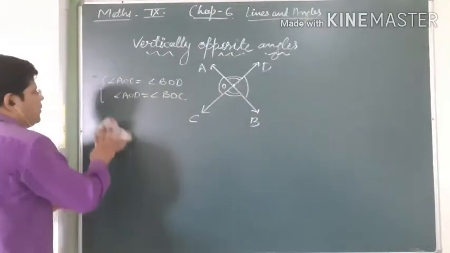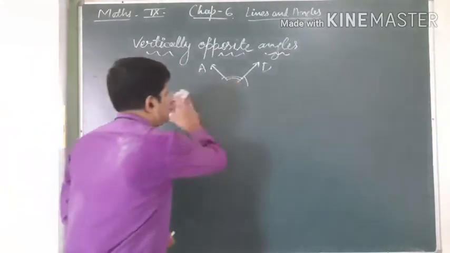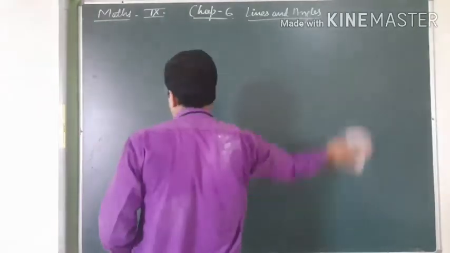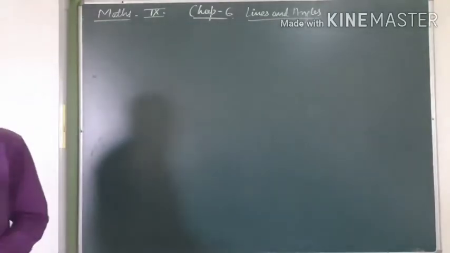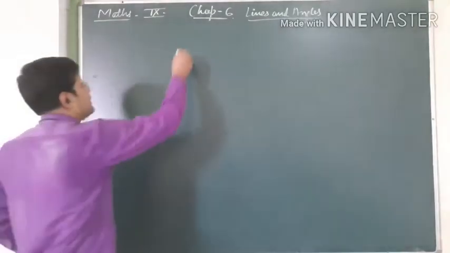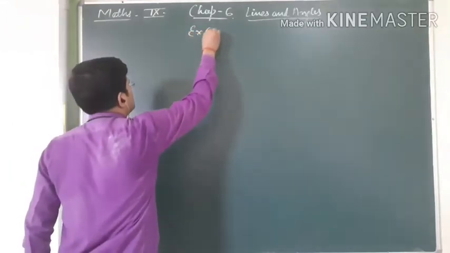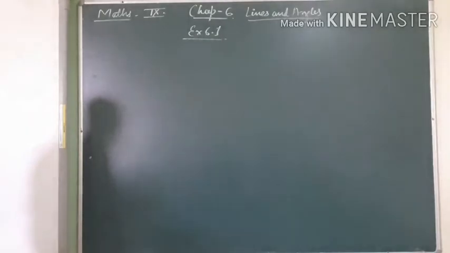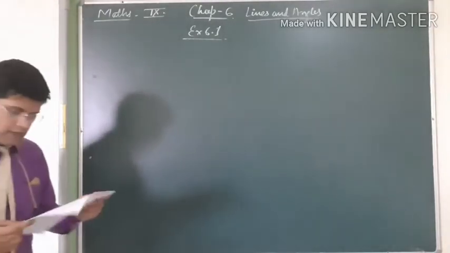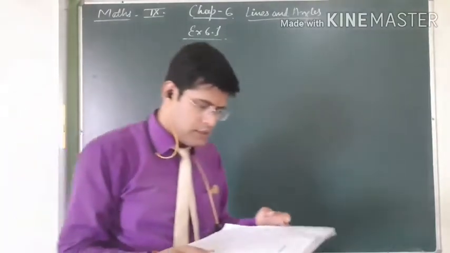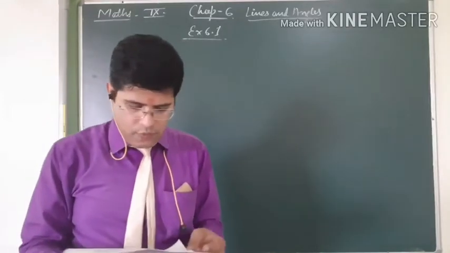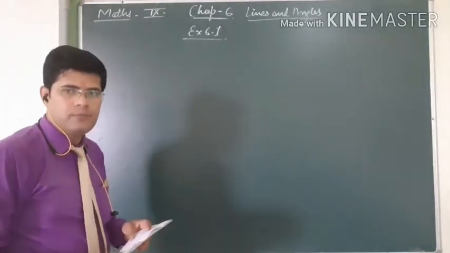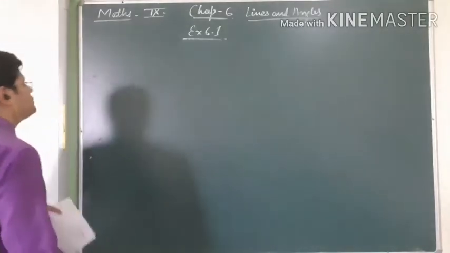Okay. Now, by this property, you will solve exercise 6.1. So here I am going to solve exercise 6.1 for you. How many questions does exercise 6.1 have? It has 6 questions, and here I am going to solve the first, third, fourth and fifth. Four questions I am going to solve for you. Okay students, and the rest you may solve on your own.